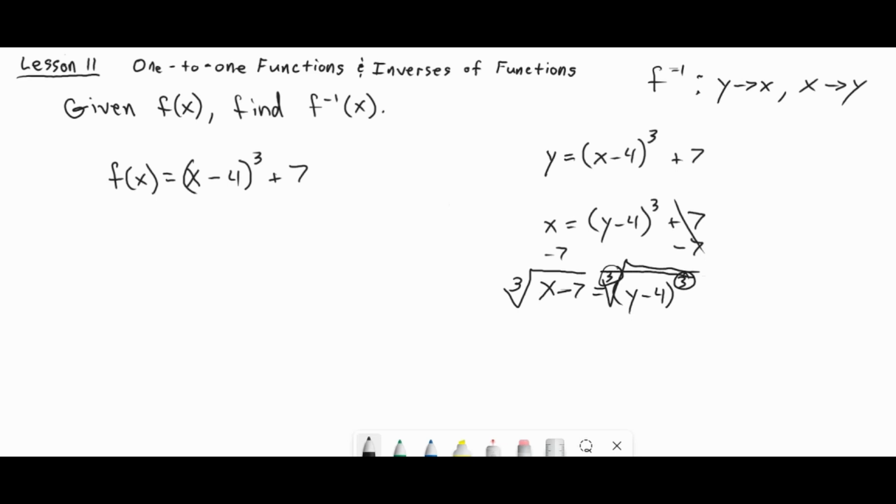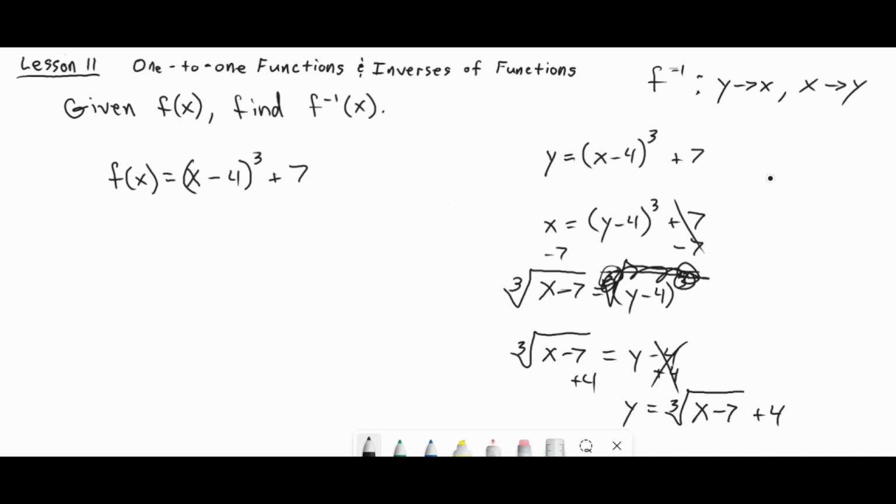So when we do the cube root of the third power, it cancels them. And now what we have is the cube root of x minus 7, by the way, cube root is 1-to-1, is equal to y minus 4. And now if we add 4 to both sides, we're going to cancel the 4 over here. And now we have y is equal to the cube root of x minus 7 plus 4, which is a 1-to-1 function. And so f inverse of x is equal to the cube root of x minus 7 plus 4.